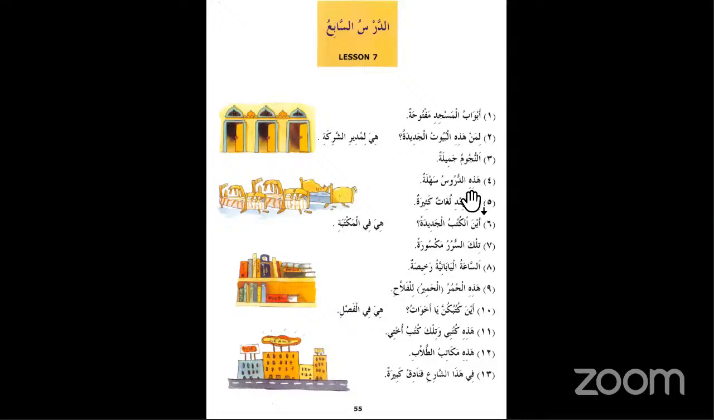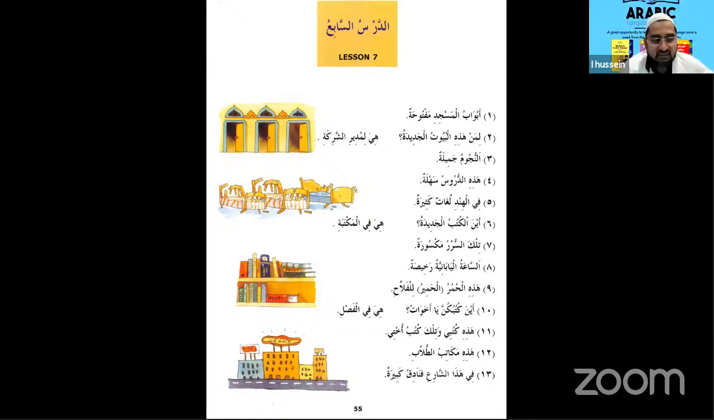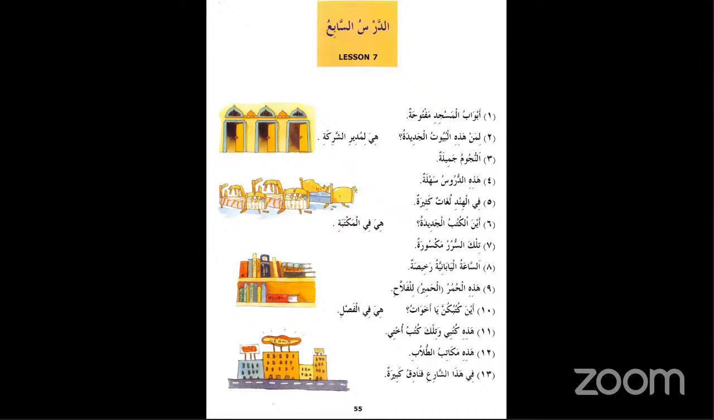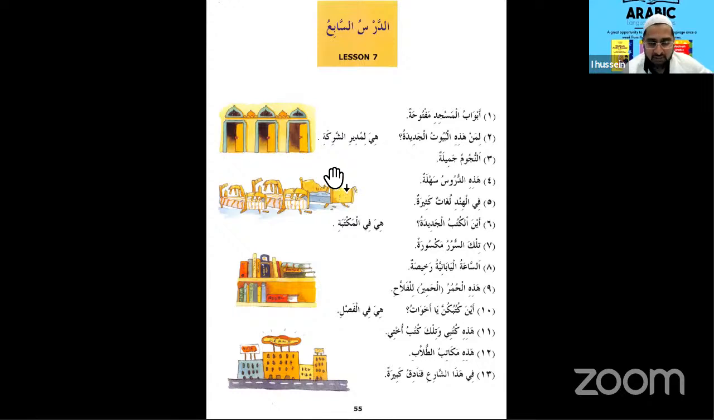Here it is hadhihi durusu. Durusu is plural, so it is lessons. These are easy lessons, isn't it? No, we translate as: these lessons are easy. Okay. Let me explain this to everyone now. Hadhihi, and because of the alif lam, this ad-durusu is the mubtada. Hadhihi durusu, these lessons, together is the subject.